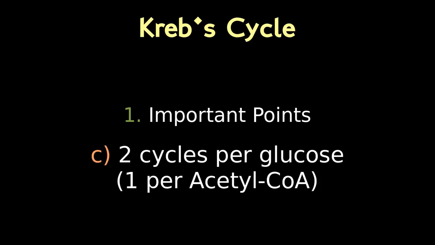Another point is every time you put one glucose into glycolysis, you're going to get out 2 pyruvate, which means that you're going to run through this process twice around. You're going to run through Krebs cycle twice, or once per acetyl CoA.